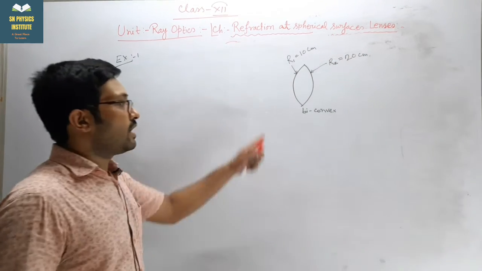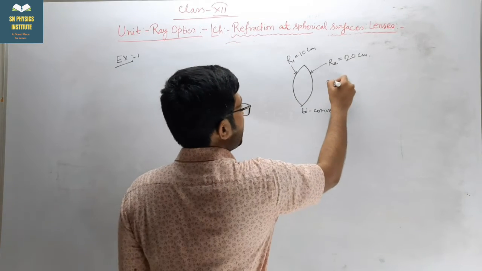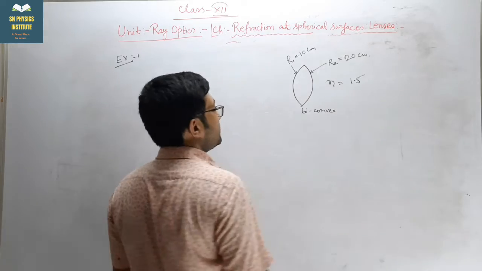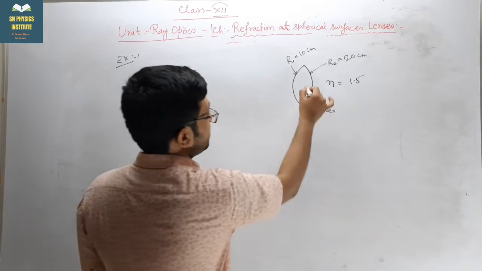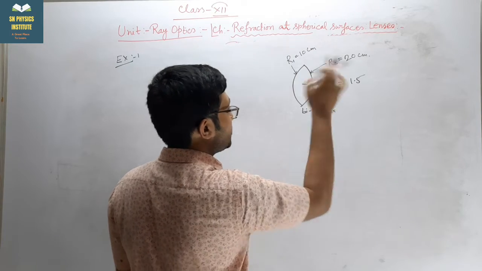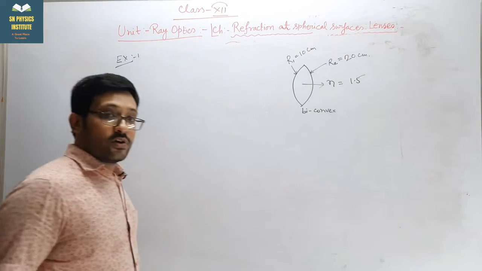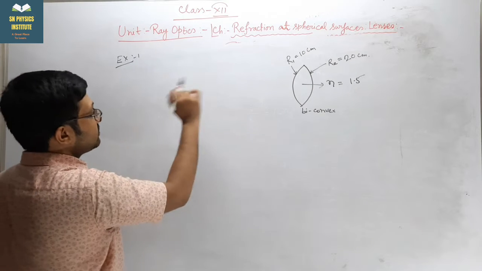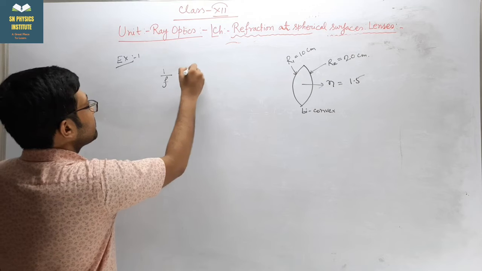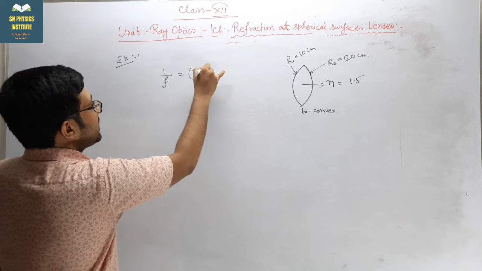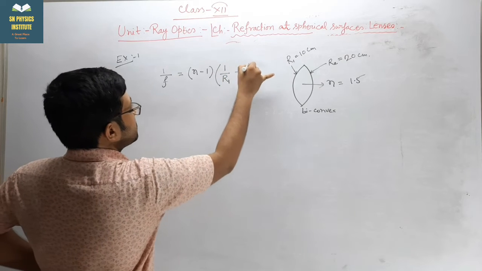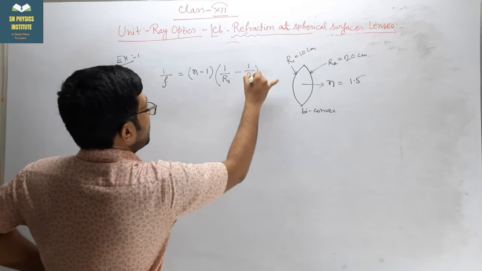Now what is the focal length? The refractive index is 1.5, that means 3 by 2. Refractive index of the material of the lens with respect to air is equal to 1.5. So which formula are you using here? The lens maker formula: 1 by F is equal to n minus 1 into 1 by R1 minus 1 by R2.